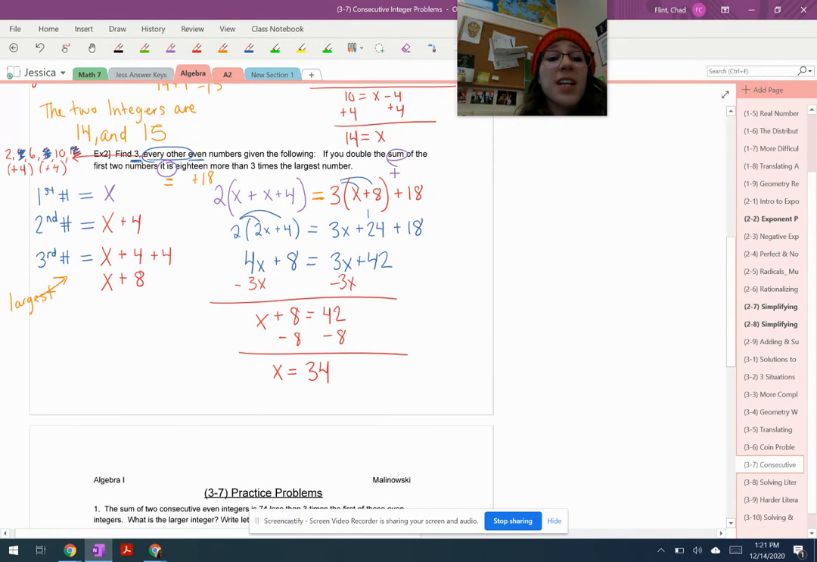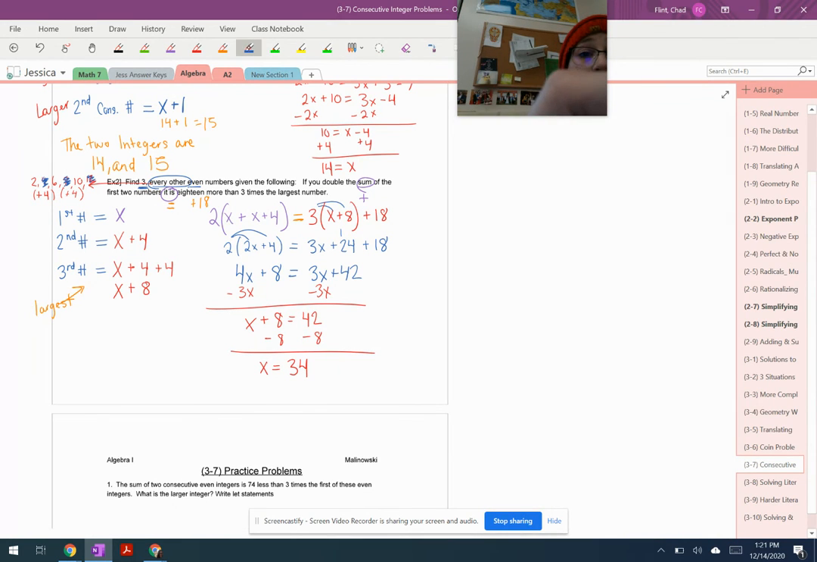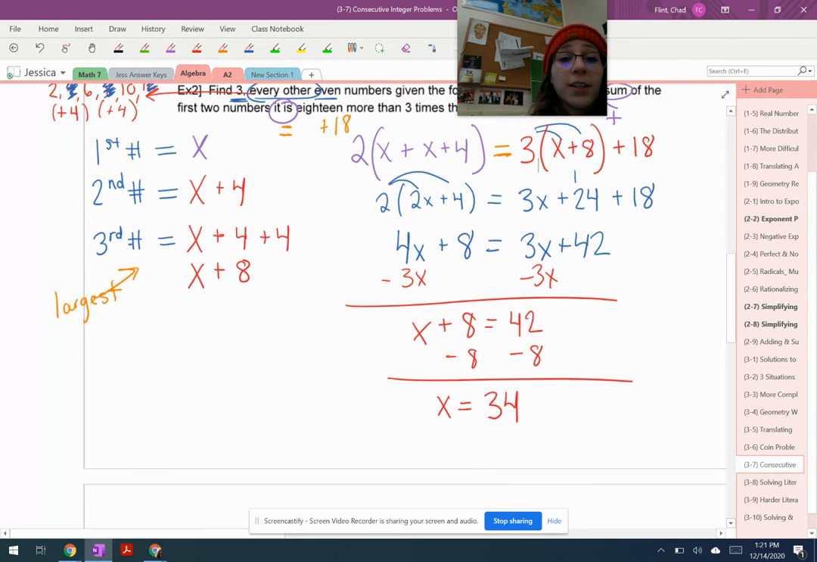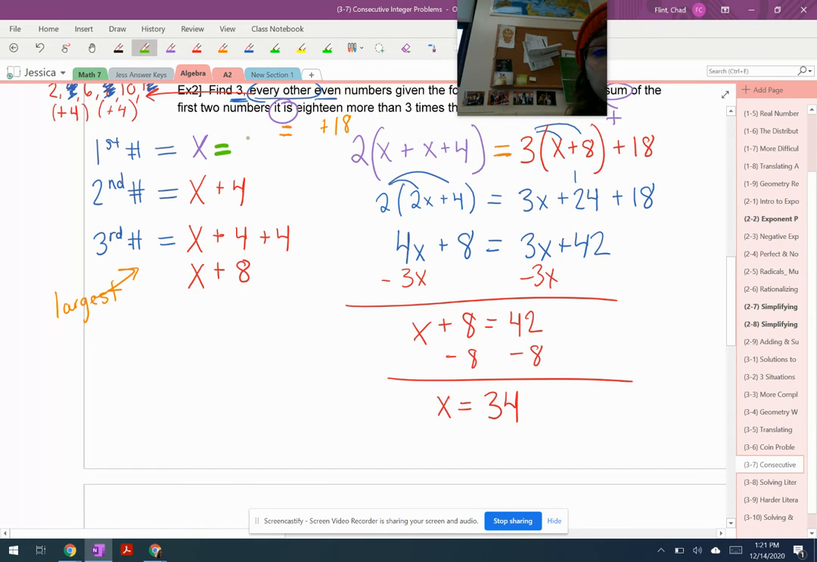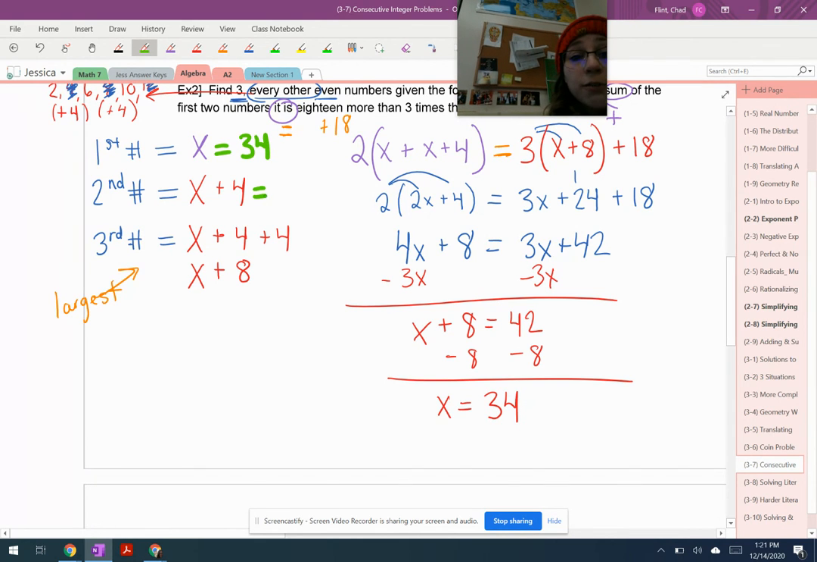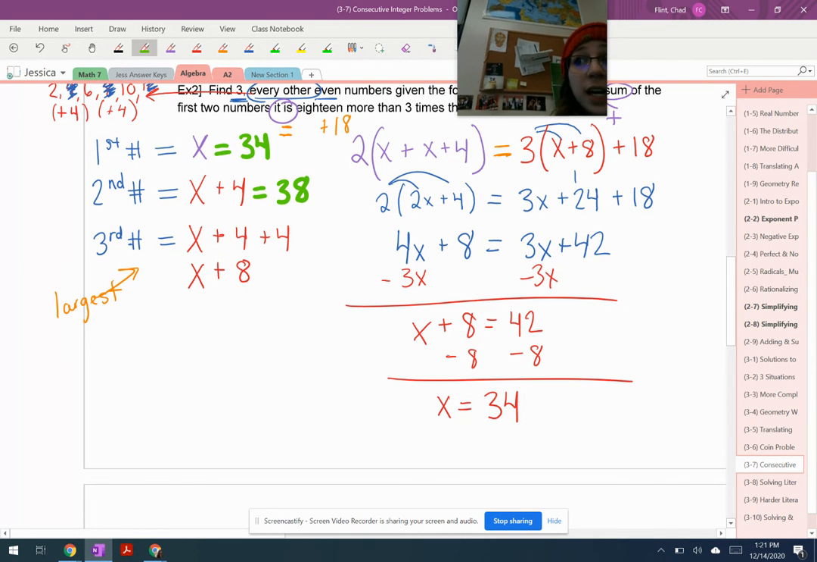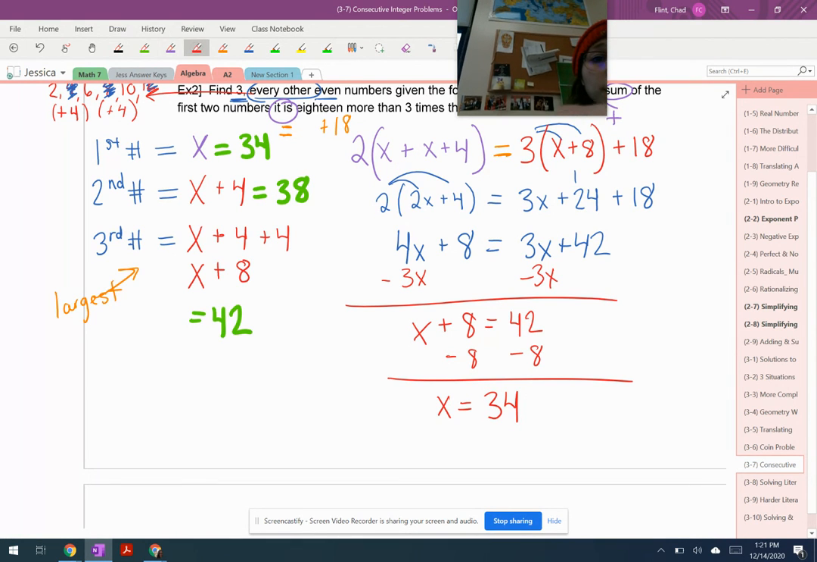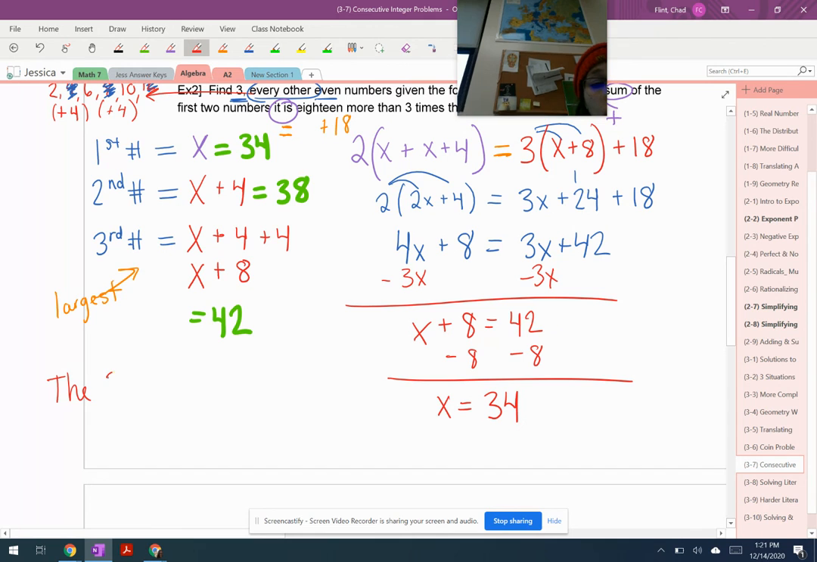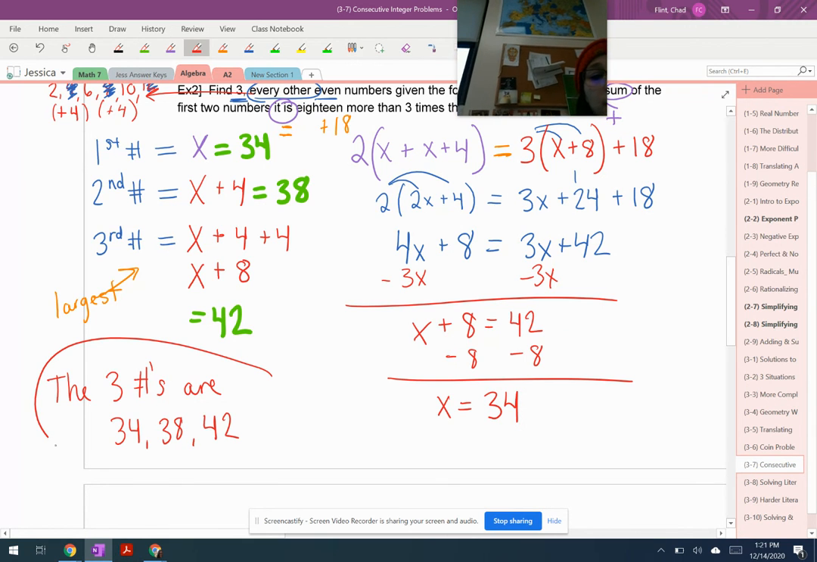Keep in mind, though, that we have not found the answer. We did not answer this question. So if I use the fact that x equals 34 to go back and find those three numbers, my first number is equal to 34. 34 plus 4 would give me 38. And 34 plus 8 would give me a total of 42. So the three numbers are 34, 38, and 42. Boom.